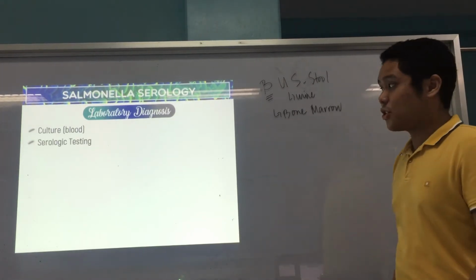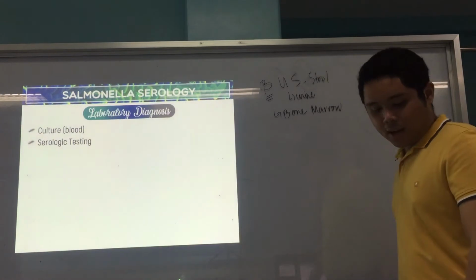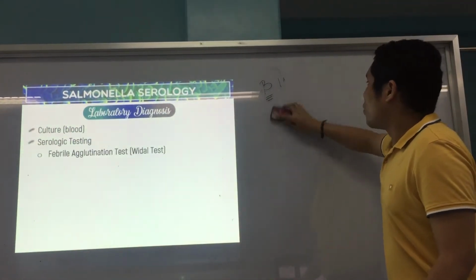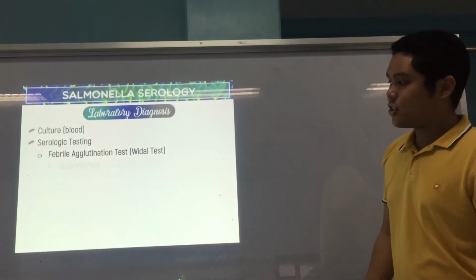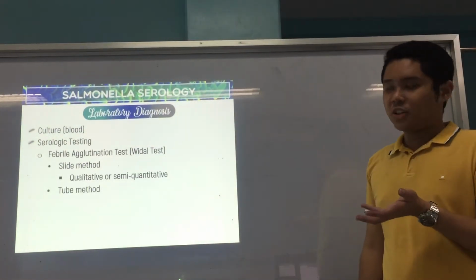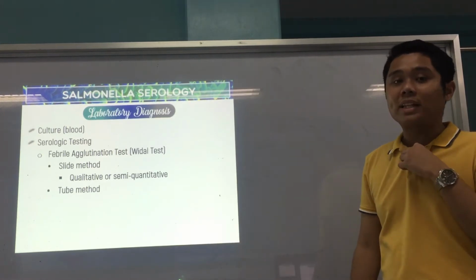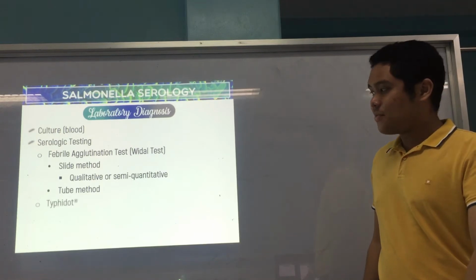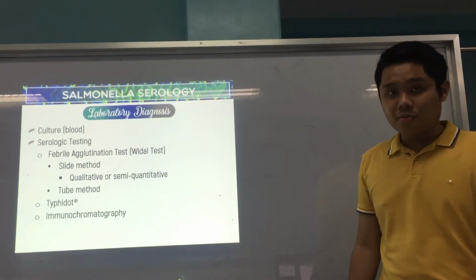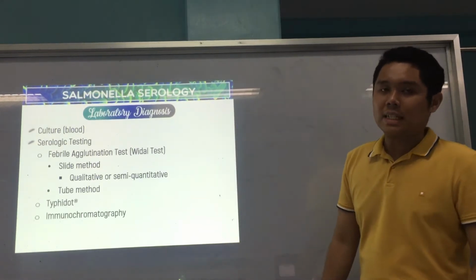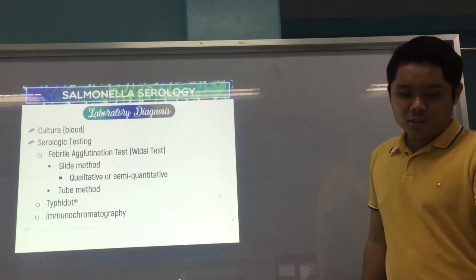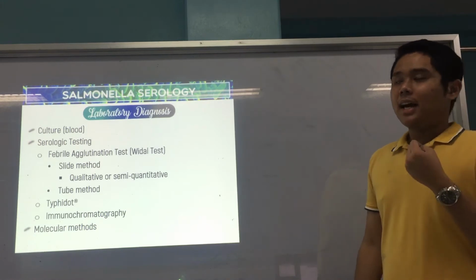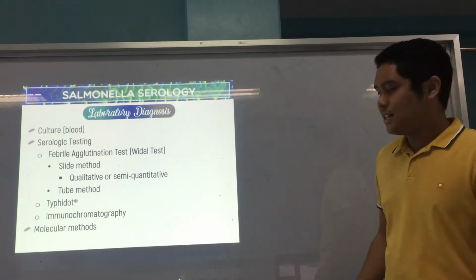Next, serological testing, which is what we're focusing on in this lecture. You have first the febrile agglutination test, or the Widal test, which is the slide method, could be qualitative or semi-quantitative, and you have the tube method for the Widal test. You also have the Typhidot, and lastly, immunochromatography, which we will discuss in the next slides. And of course, the most sensitive, most accurate, and most specific are the molecular methods, PCR.